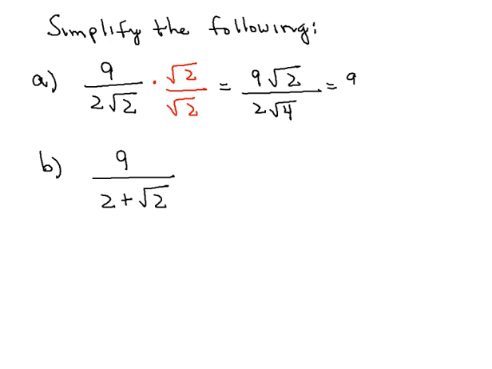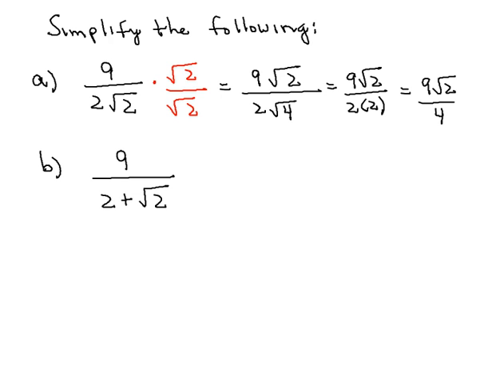So we'll have 9 times the square root of 2 divided by 2 times 2. And the final result will be 9 times the square root of 2 divided by 4. Now for our next example, we're going to be looking at rationalizing a denominator that's a binomial and where one of the terms is a square root.